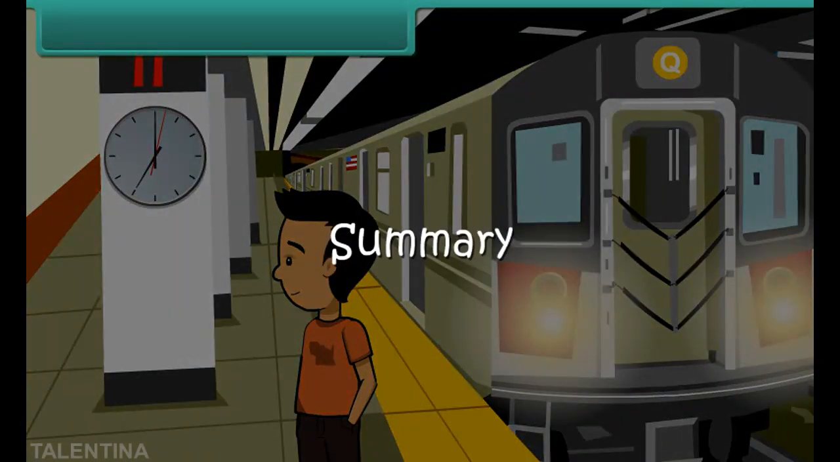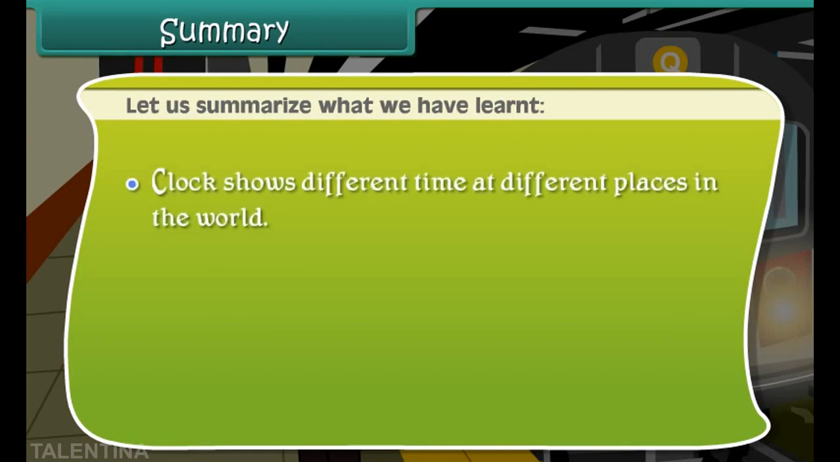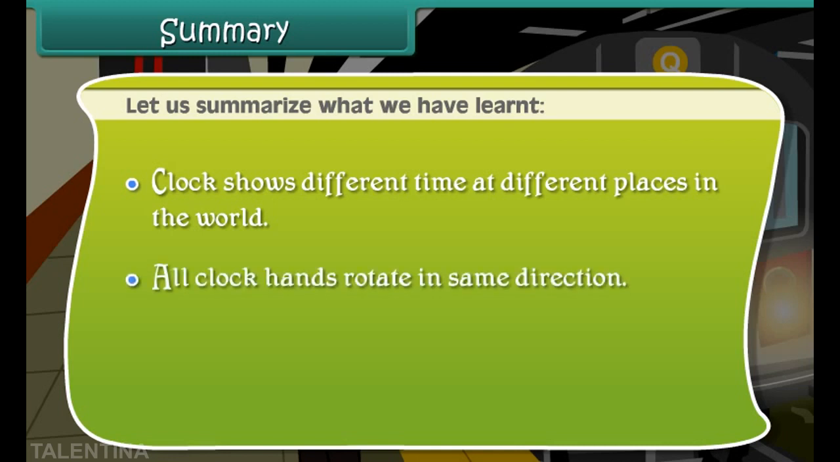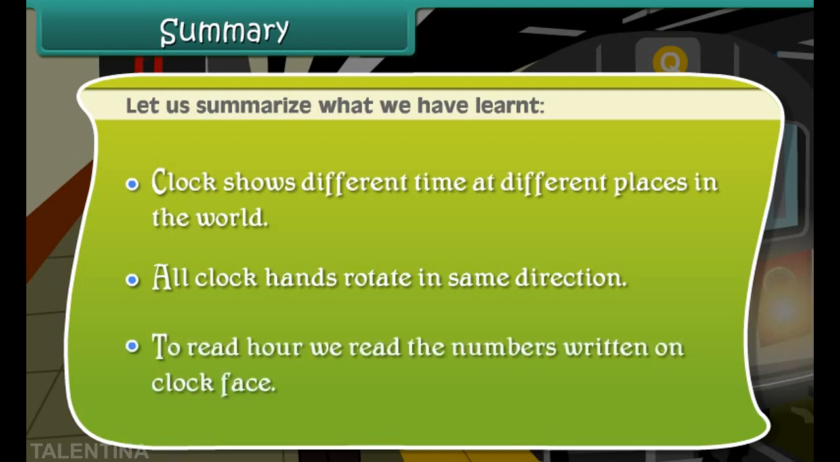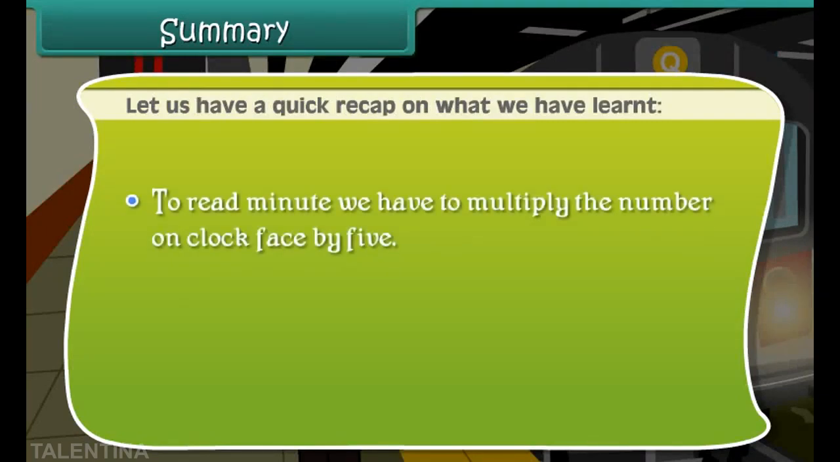Summary. Let us summarize what we have learned. Clocks show different times at different places in the world. All clock hands rotate in the same direction. To read the hour, we read the numbers written on the clock face. To read the minutes, we have to multiply the number on the clock face by 5.